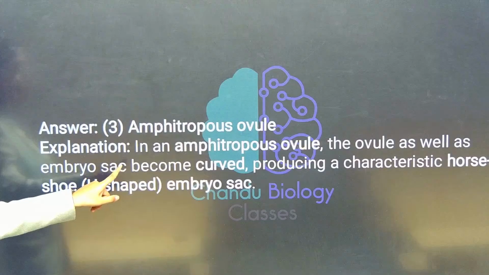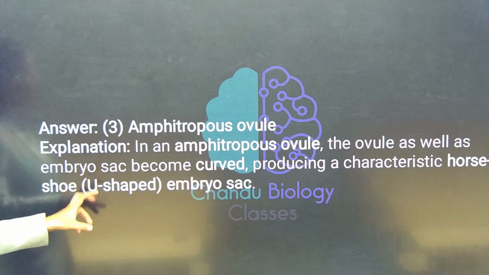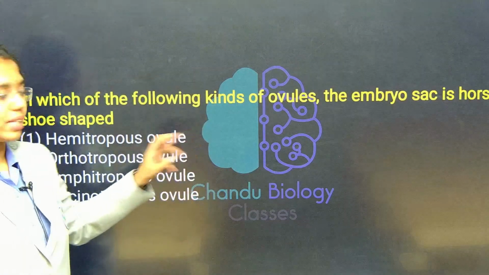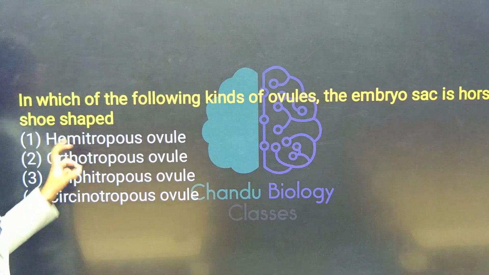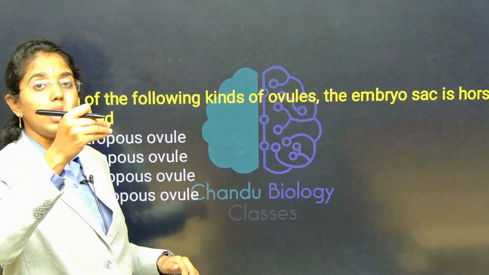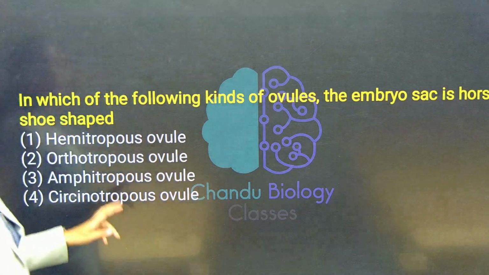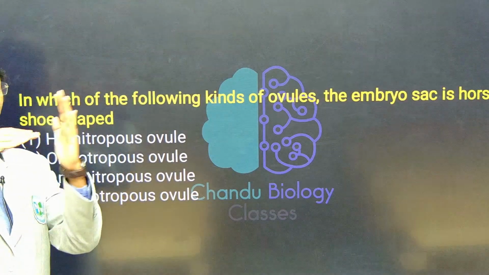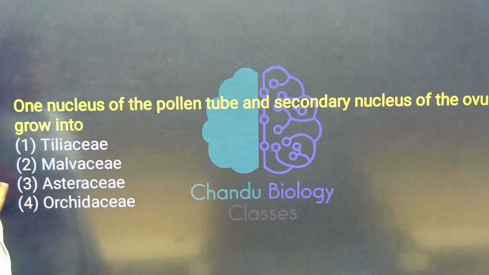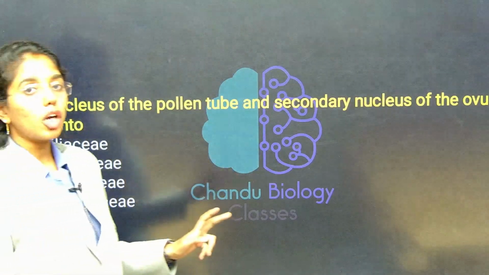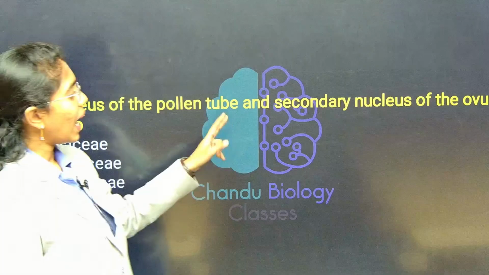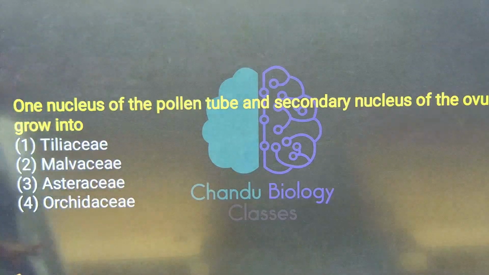In Amphitropous ovule, the ovule as well as embryo sac is curved into horseshoe shaped. Circinotropous, where the complete ovule is revolved to 360 degrees. Orthotropous will be a straight ovule where chalaza, funicle and micropyle will be in a straight line. Hemianatropous, where embryo sac is at a right angle to the funicle. Observed in Ranunculaceae. Hemianatropous example is Ranunculaceae family. One nucleus of pollen tube and secondary nucleus of ovum grows in two.